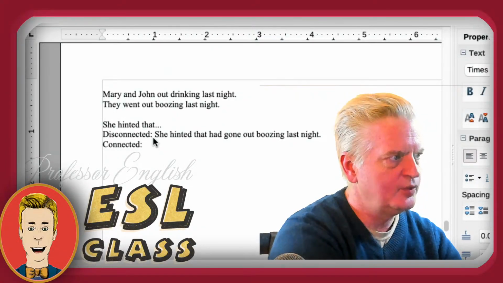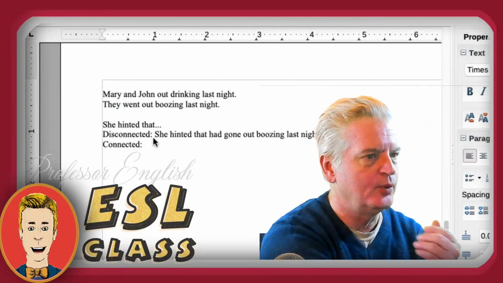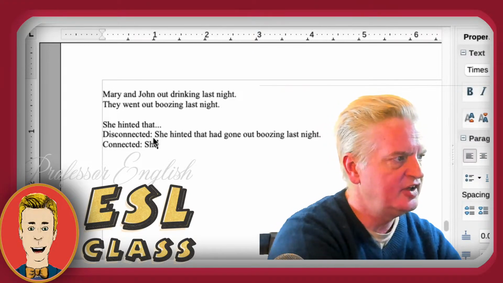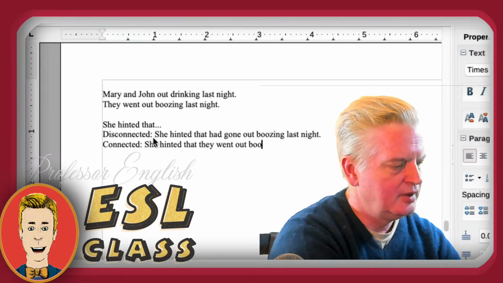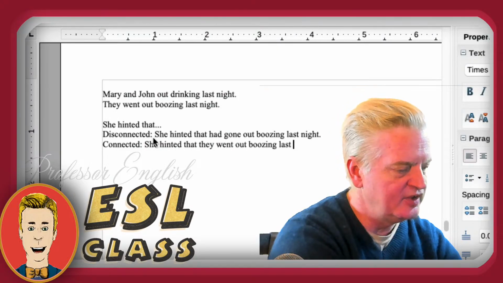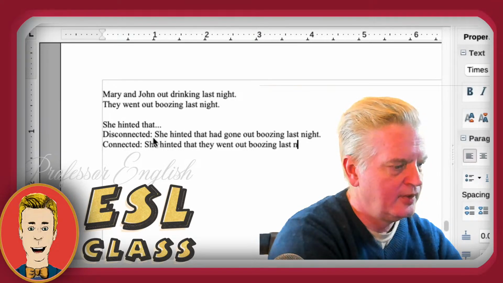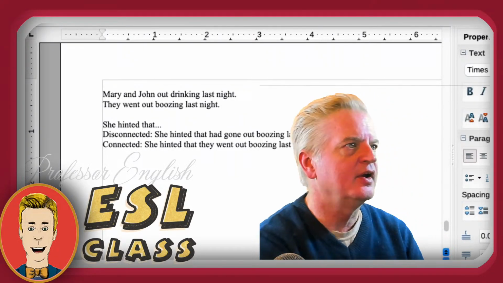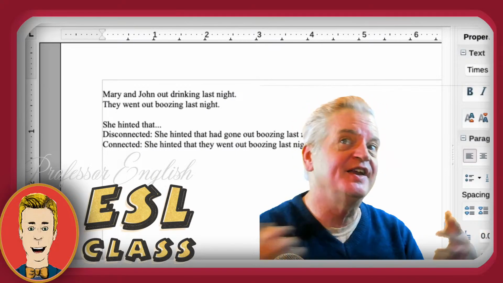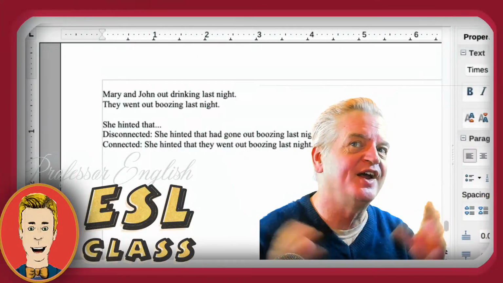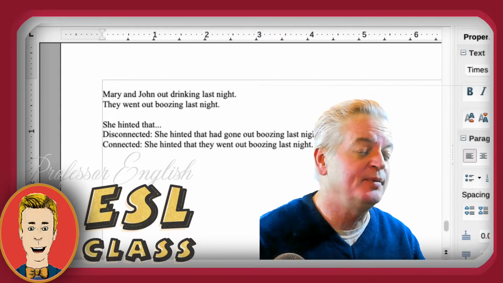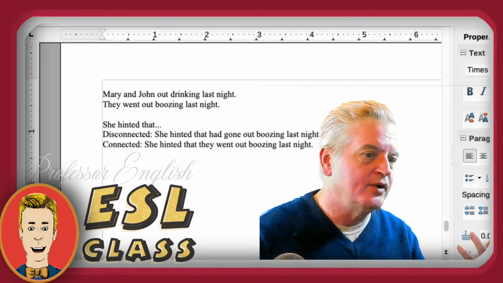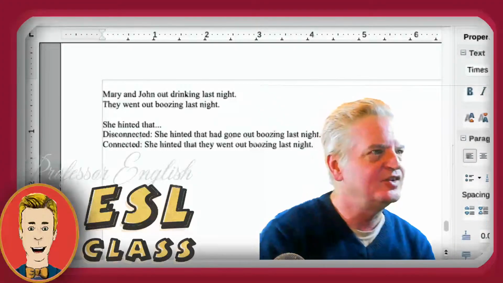What is the connected way? You don't change anything. She hinted that they went out boozing last night. What's the difference? I'm just going to keep repeating this because if you're taking a TOEFL test or an IELTS test or something, you have to know this, so it's good for me to repeat it a million times. But also, it's just good for memorization.